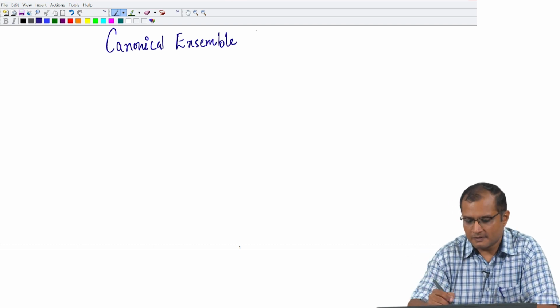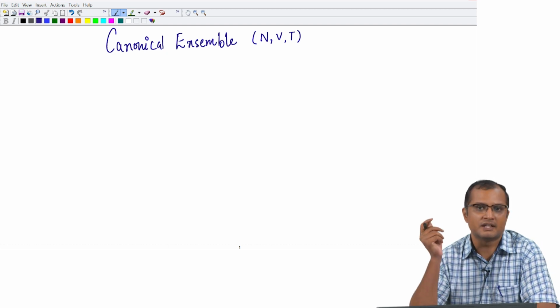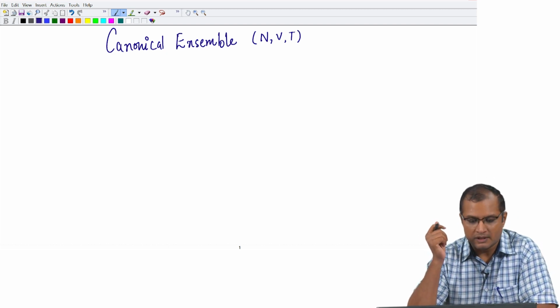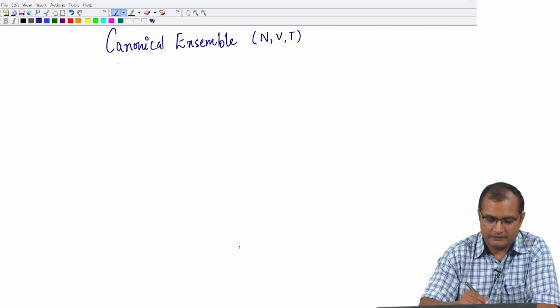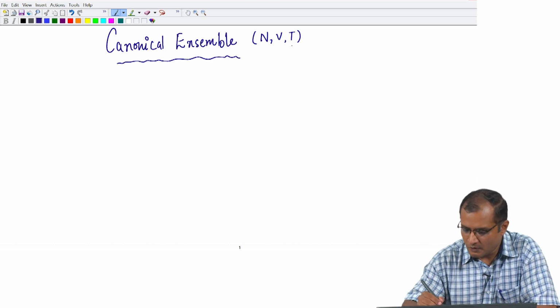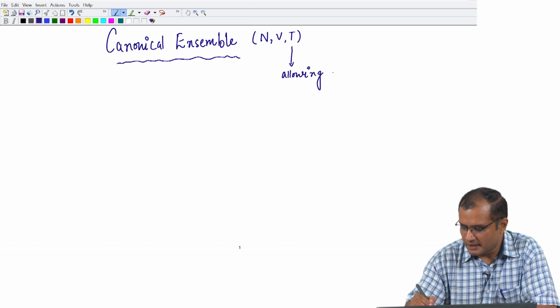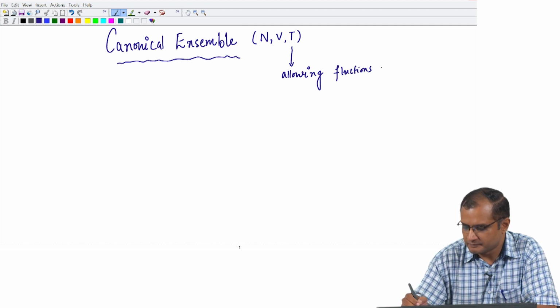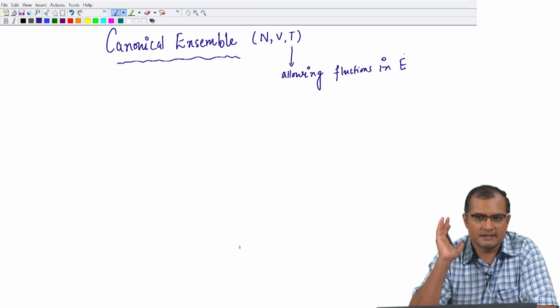In your microcanonical ensemble there were absolutely no fluctuations, it was an ensemble of constant N, V and E. In this ensemble I allow energy to fluctuate, thereby keeping temperature constant. So, this quantity T is kept constant by allowing energy to fluctuate. So, this is the first ensemble where some fluctuations are allowed.